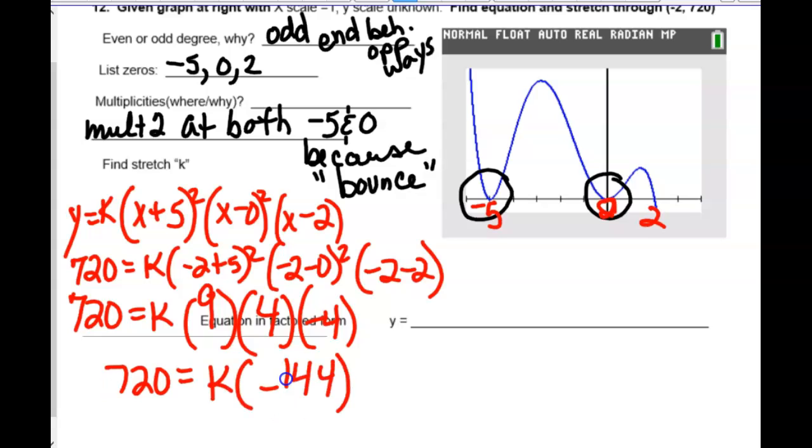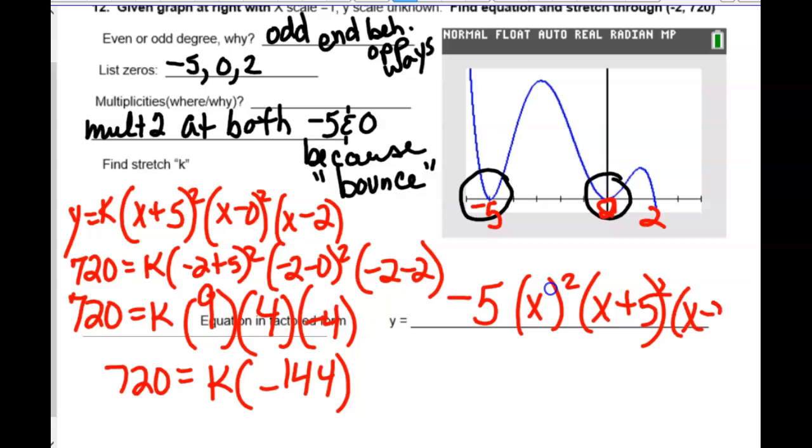Negative 144. We're all multiplying, thank goodness, right? No, we just got to divide now, and what do we get? I think it's negative 5, is it? All right. There was an x squared, an x plus 5 squared, and an x minus 2. Did I confuse you because I wrote it in a different order over there? Sorry.